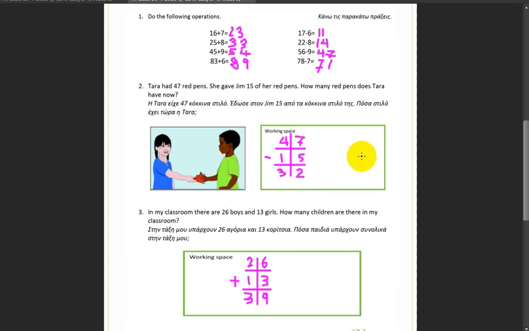And there's the entire worksheet finished as well. So pause the video if you need to look at the answers and make sure you got them correctly.